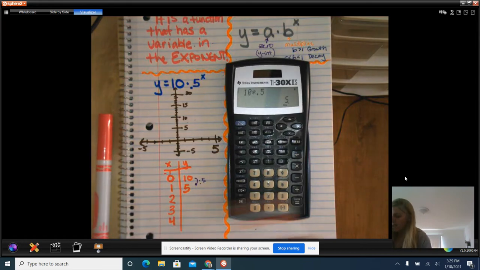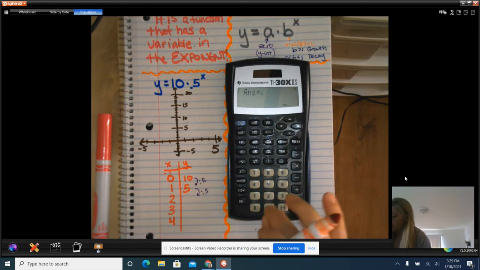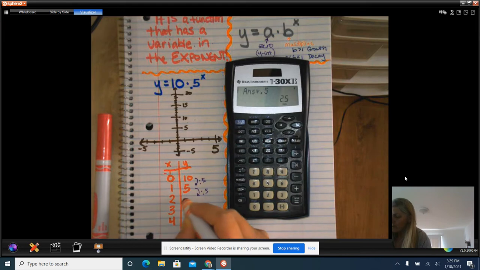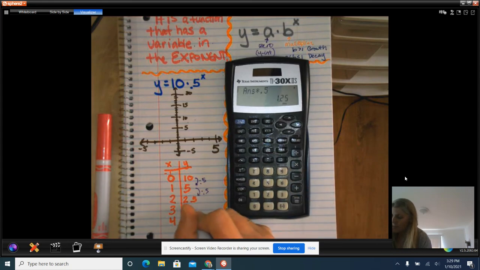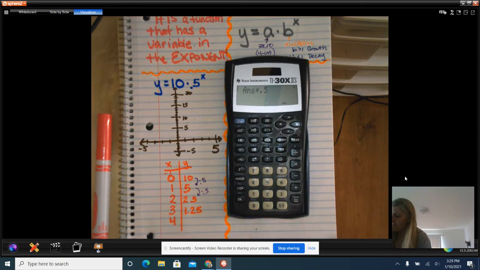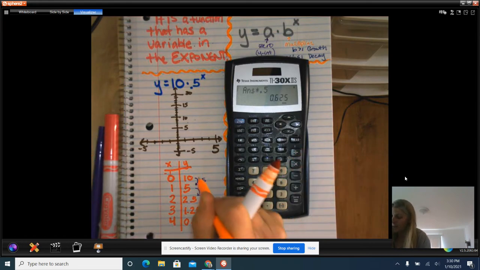We're going to do that again. 5 times 0.5 using our handy dandy calculator, and we get 2.5. We're going to continue to do that times 0.5, and that's 1.25, times 0.5, and our fourth is going to be 0.625.